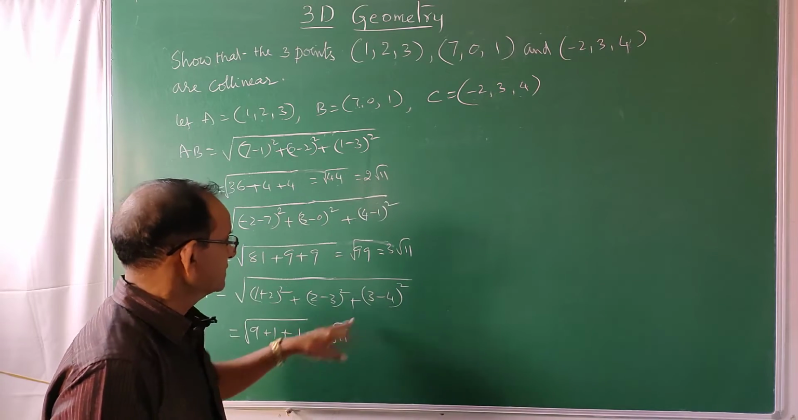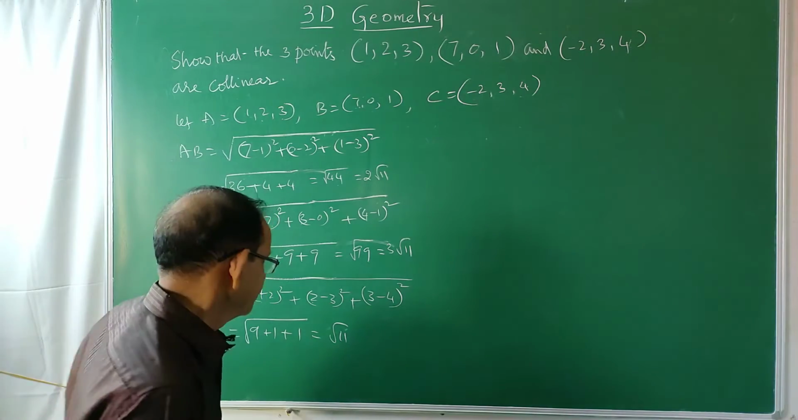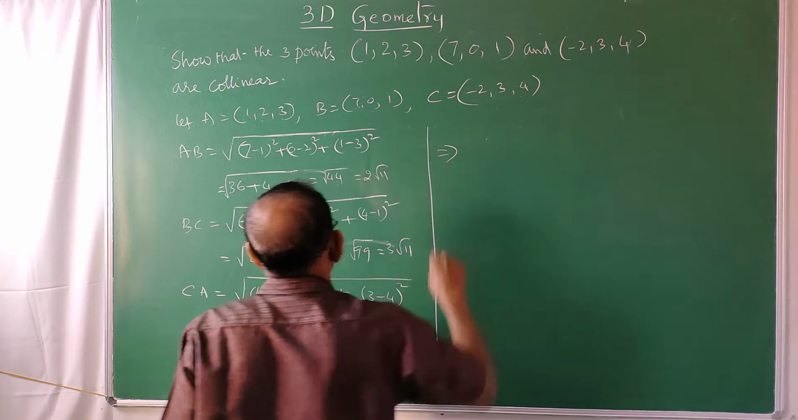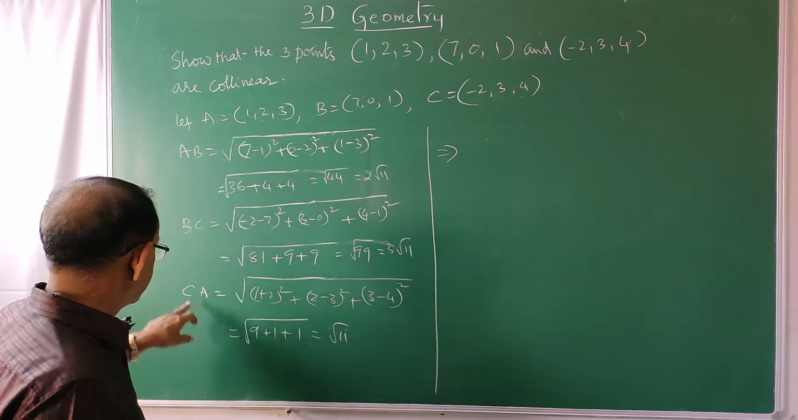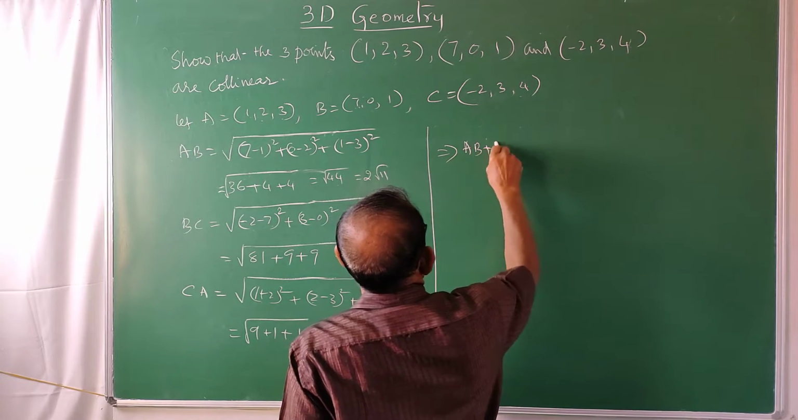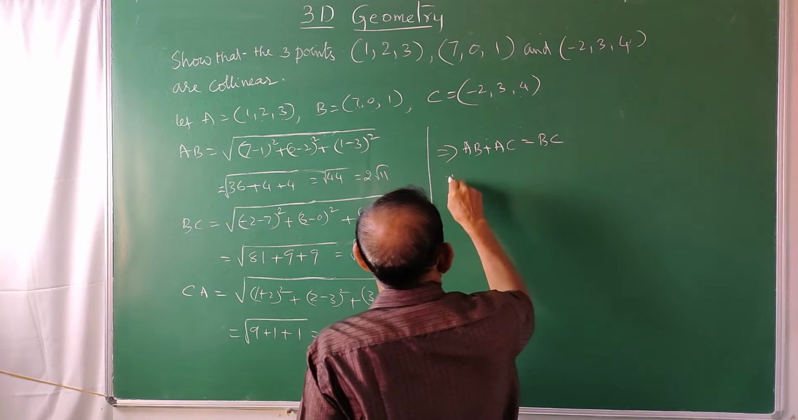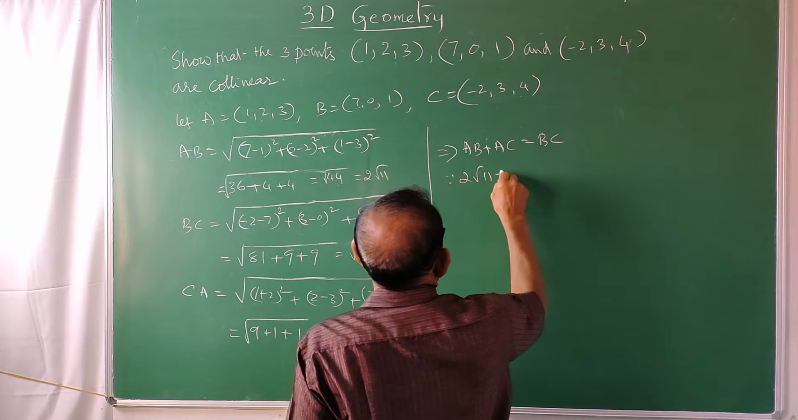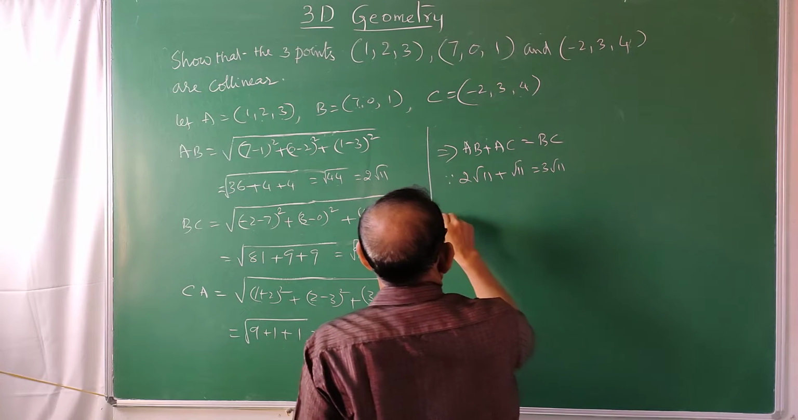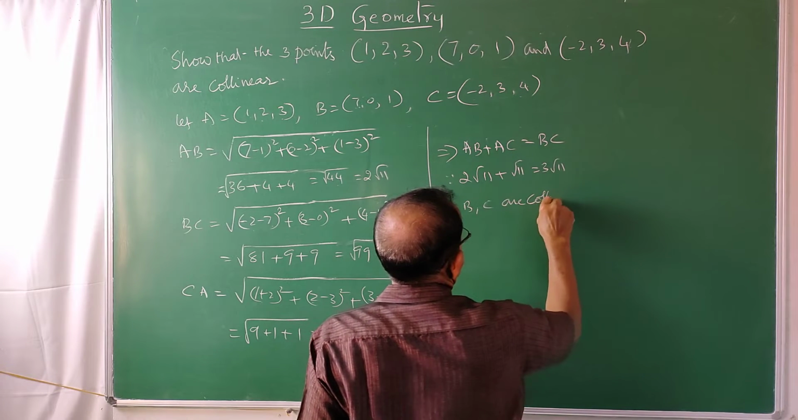So first plus third is equal to middle. So that is x plus 2x is 3x. That implies AB plus AC is equal to BC, because 2 root 11 plus root 11 is equal to 3 root 11. Now they are collinear, therefore A, B, C are collinear.